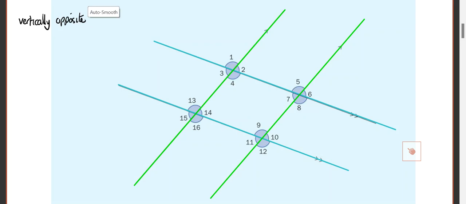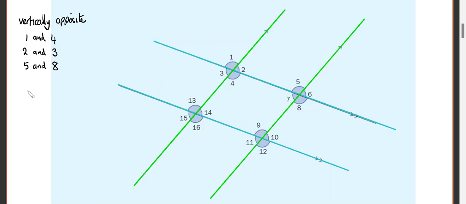Now, Kate's already said there are 8 of them. So, which ones are vertically opposite? I'll start with 1 and 4, 2 and 3. Okay? 5 and 8. You carry on. 6 and 7, 9 and 10, and 13 and 15, and, okay. So vertically opposite are quite simple.